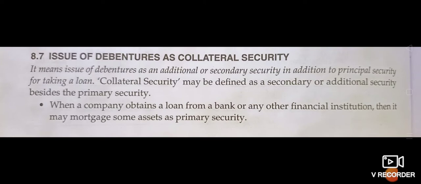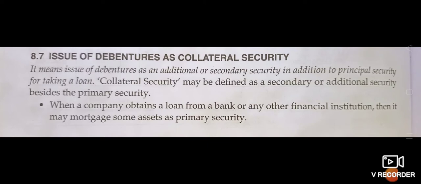Sometimes when a company takes a loan from a bank or from some other party, the company may have to issue debentures as a secondary security or collateral security. So this time the company issues to that financial institution the debentures as collateral security. Collateral security means, as given here, secondary security in addition to the principal security.